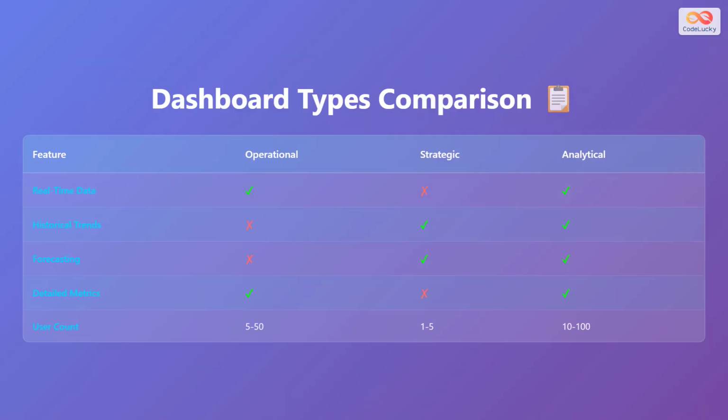There are three main types of dashboards. Operational dashboards show real-time data and detailed metrics for day-to-day activities and decisions. Strategic dashboards display historical trends and forecasting data for long-term planning and are used by senior management. Analytical dashboards combine both real-time data and historical analysis for deep data exploration. Operational dashboards serve 5 to 50 users. Strategic dashboards serve 1 to 5 executives, and analytical dashboards serve 10 to 100 data analysts.